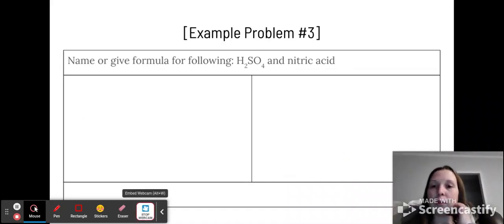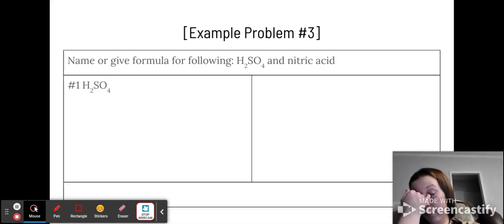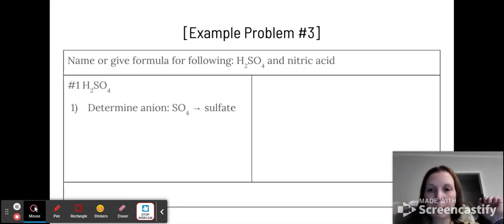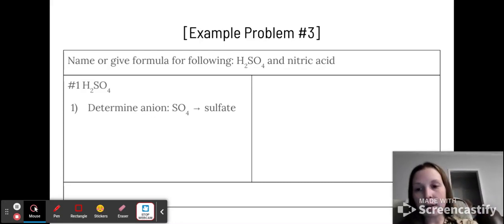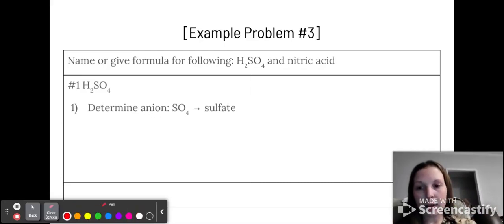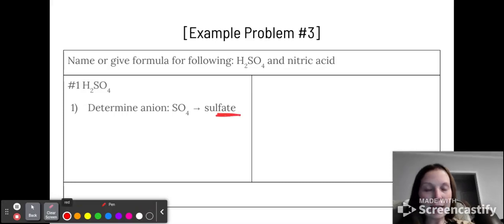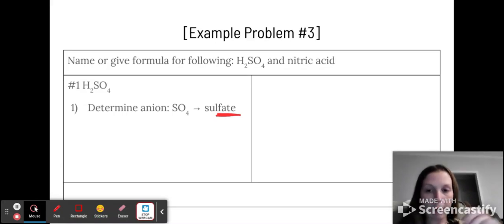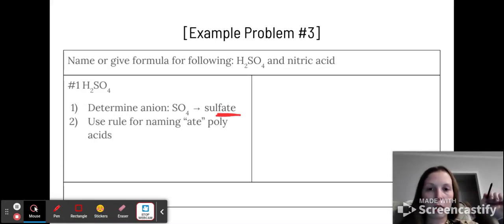All right, so let's go through these. We're going to give the name or the formula for the following: H2SO4 and nitric acid. So first, let's look at H2SO4. We're going to write the name for this one. First, we have to determine the anion. From your reference packet, you'll see that SO4 is the sulfate ion. So remember, we've got that ate ending there, and that is important for how we name.